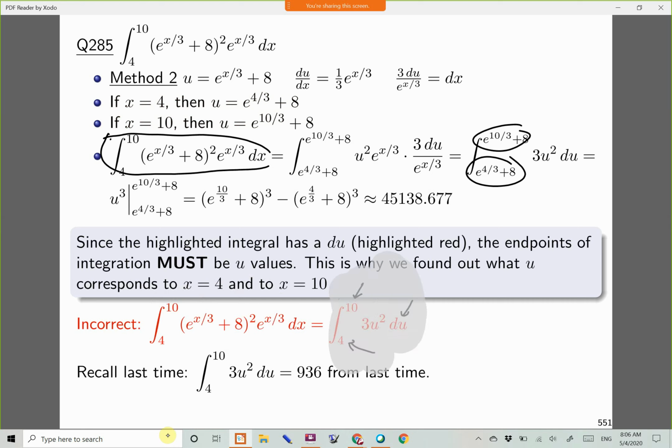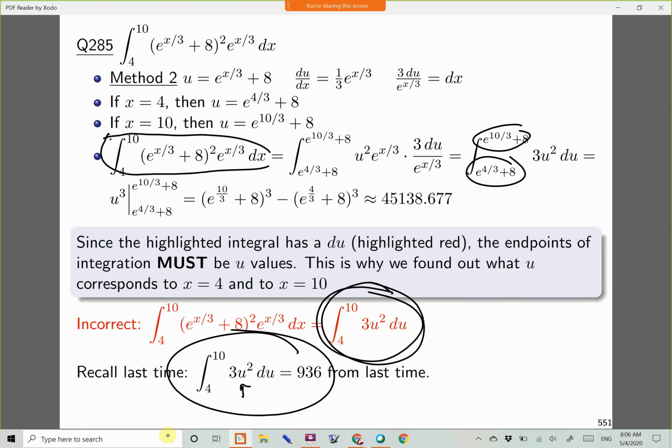And in fact, imagine you write integral 4 to 10 3u squared du, and just give that to somebody without showing them what we've done in class. What are they going to get when you give somebody the problem integral 4 to 10 3u squared du? They should end up getting 936. That's the same as giving somebody integral 4 to 10 3x squared dx. And if they followed the process we had last time, they'd go through and they'd get 936. But the point here is 936 is not 45,000.